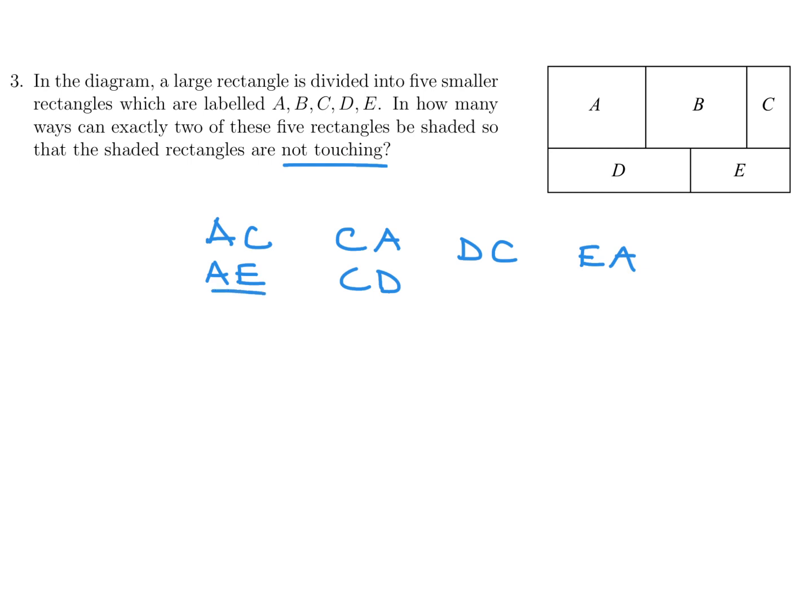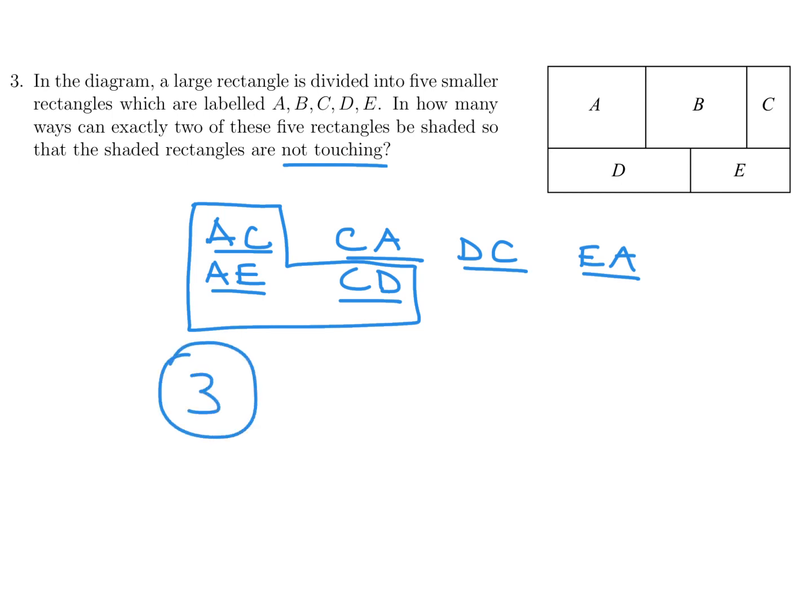So AE, for example, is the same as EA. CD is the same as DC. And CA is the same as AC. So the only unique ones, I guess these 3, you can call them unique. So 3 is the answer to this question.